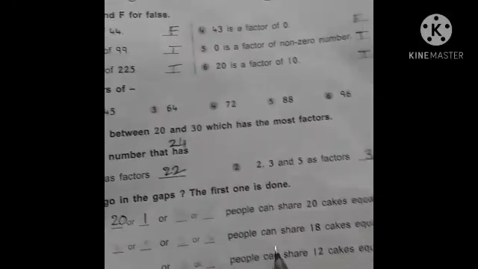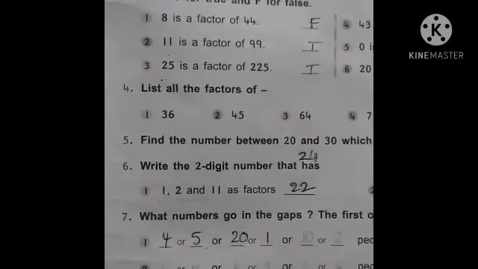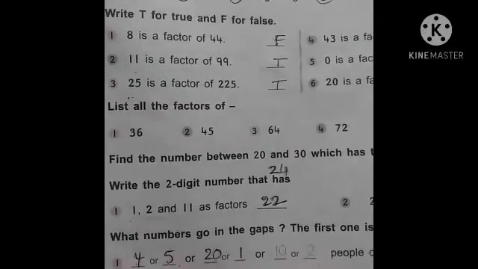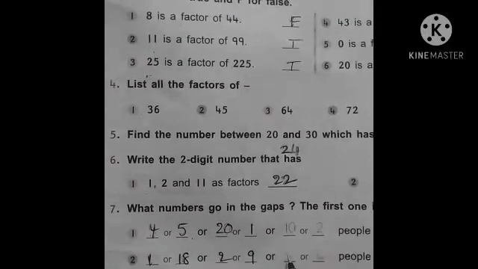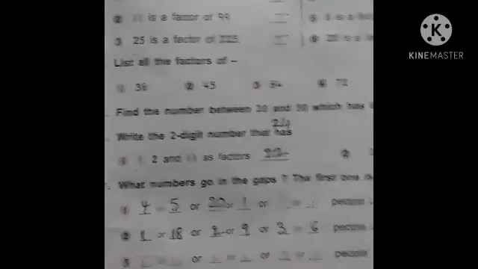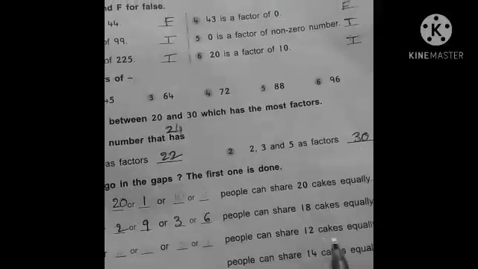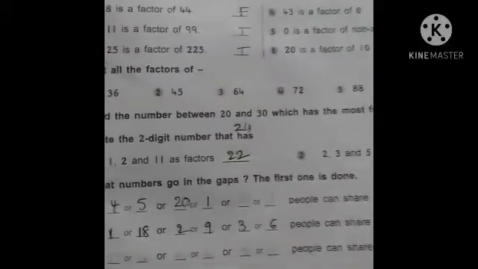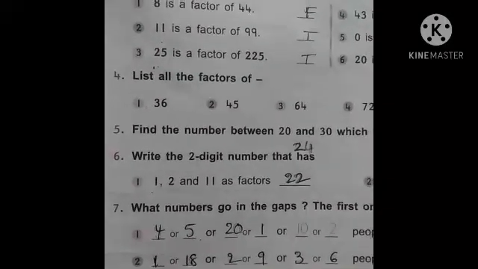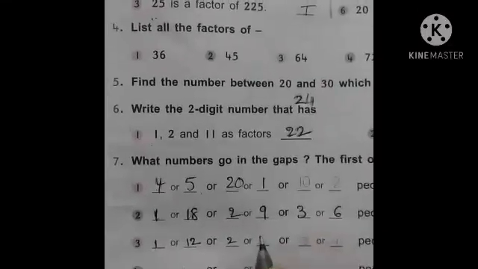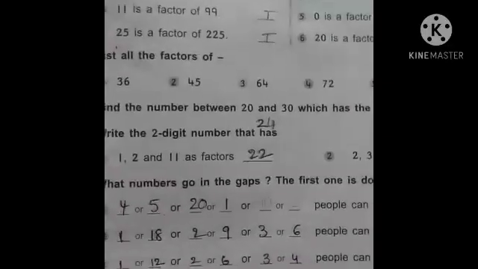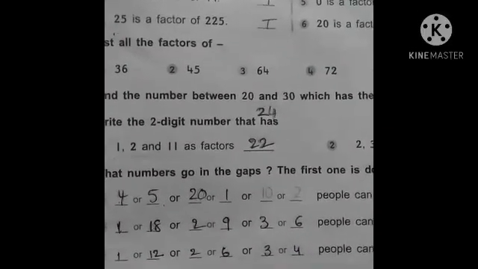Next, people can share 18 cakes. So what are the factors of 18? 1 18's are 18. 2 9's are 18. Next, is 18 in the 3 table? Yes. 3 6's are 18. Next, people can share 12 cakes equally. First, 1 12's are 12. Next, 2 6's are 12. Here in the 2 table also 12 is there. And 3 4's are 12. And the 4 table also has it. 4 3's are also correct.